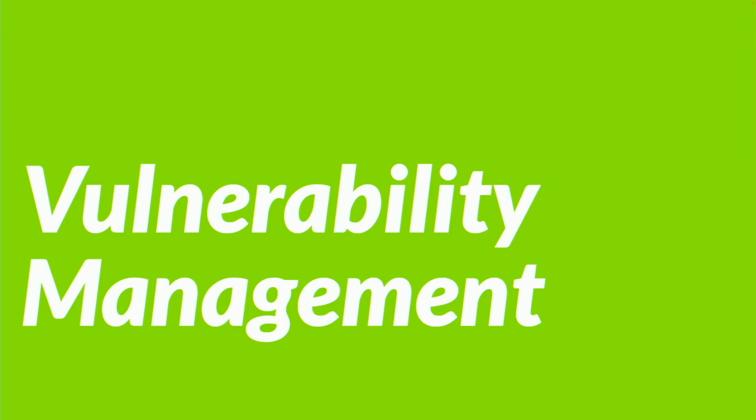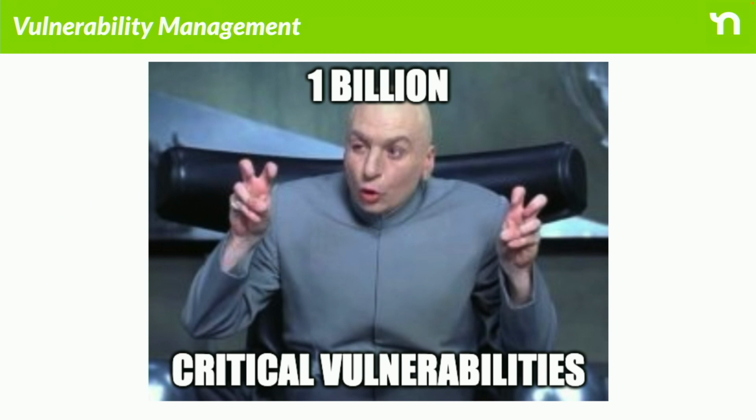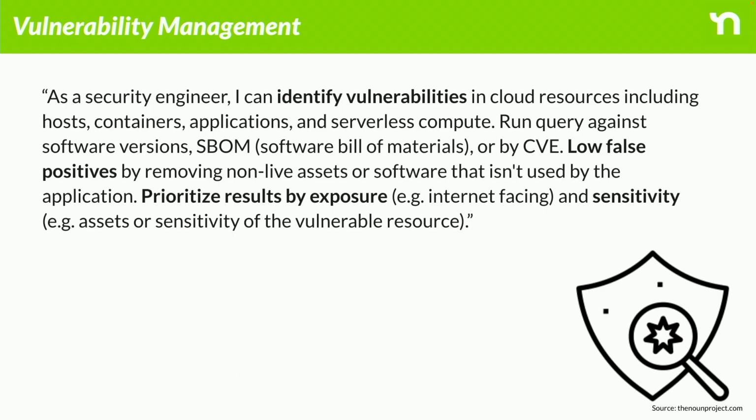Next, we're going to move on to vulnerability management. So we all know that we all write perfect code the first time, so we're just going to go ahead and skip this section. Hope everybody's okay with that. And then you find out that you have 1 billion critical vulnerabilities in your environment. So when you have that many come in, how do you prioritize what's important? And how do you know which ones are real and really impact your environment?